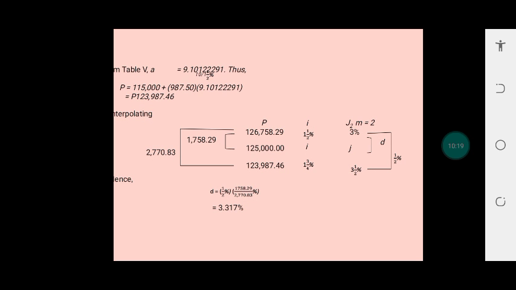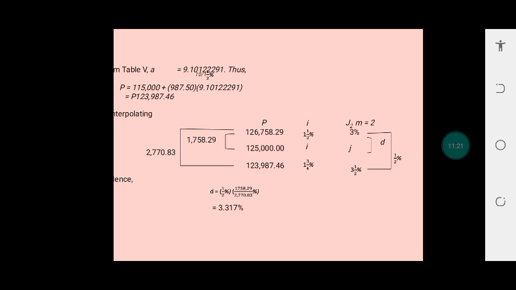So that's the table we will use for the interpolation method. a sub 10 over 1 and 1/4% is 9.1012291. So P is equal to 115,000 plus 987.50 times 9.1012291, and the product is 120,987.46. That is how to interpolate using subtraction of the P, the I, and g sub 2. Using that, you can solve it easily.